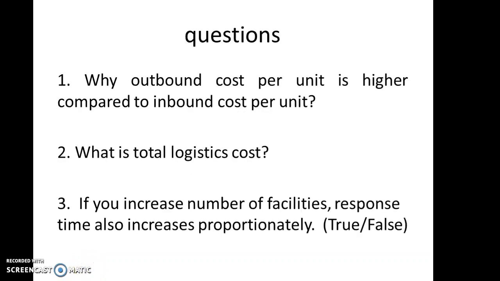The first question is why outbound cost per unit is higher compared to inbound cost per unit. The reason is that inbound transportation happens in bulk. That is, we procure the products in bulk, whereas outbound transportation happens in terms of single products or very few products at a time. So the outbound cost per unit is higher compared to inbound cost per unit.